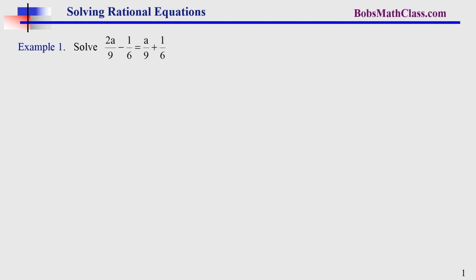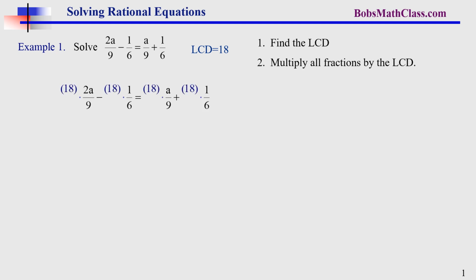Yeah, we get rid of the denominators. How do we get rid of them? We find the LCD. What's the LCD for 9 and 6? Yeah, 18. So now we're going to multiply each of the fractions by 18. So each fraction gets an 18. Just write it next to each numerator.